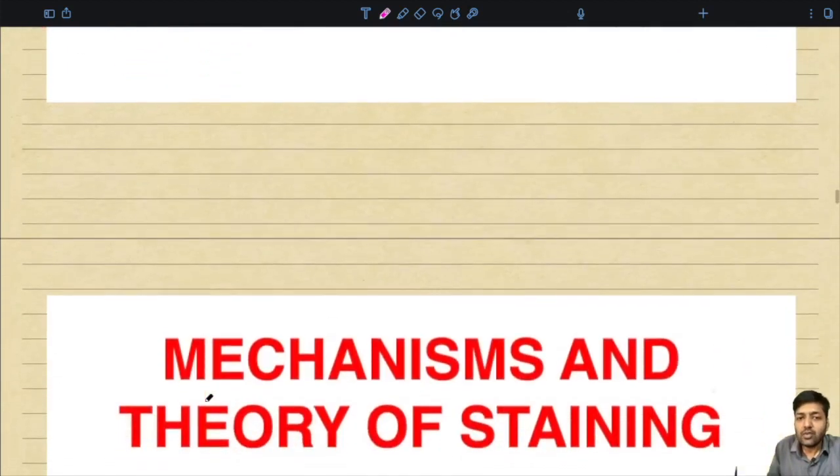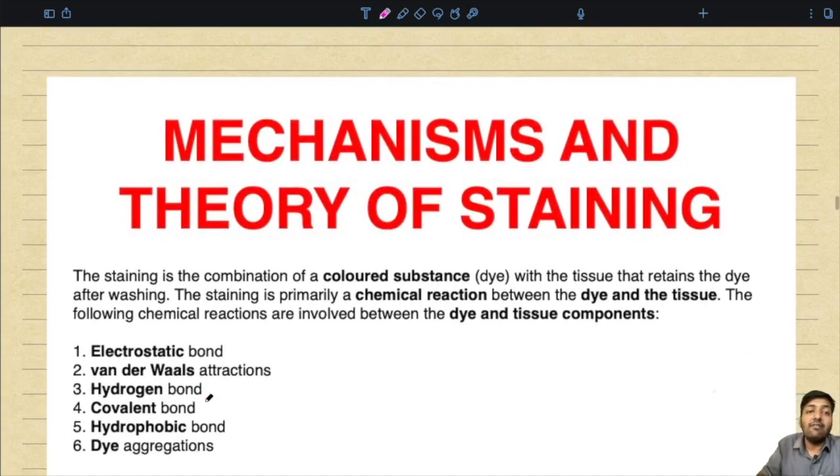Now, very importantly, we are going to discuss the various mechanisms and theory of staining. Again, I am repeating, this is a very important concept to understand, and a lot of examiners ask this as the first line of question. So, if you are not able to answer such simple basic questions, your Viva is not going to proceed any further.